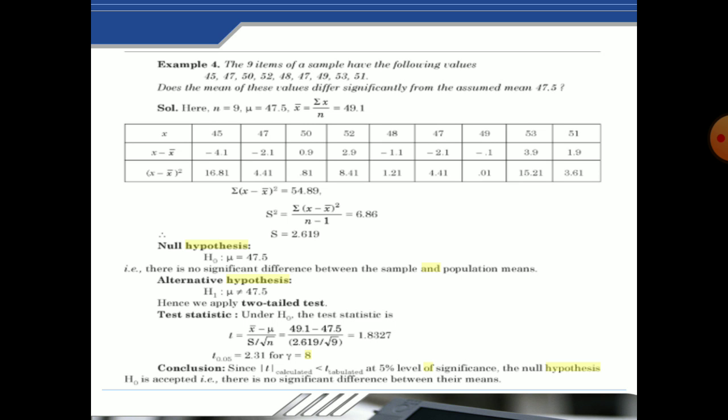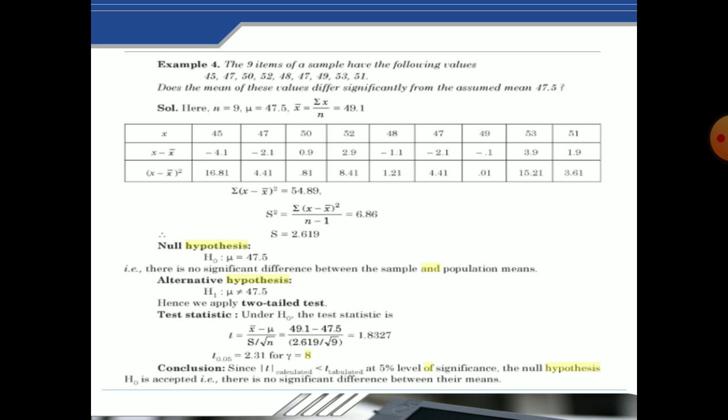So you will form a table where on one side you will write down your x values 45, 47, 50 and so on. Then you will calculate x minus x bar. For that you need x bar. X bar will be what? Sum of the items divided by total number of items, so sum of the items divided by n. After calculation, how much is it coming out? 49.1. Okay.